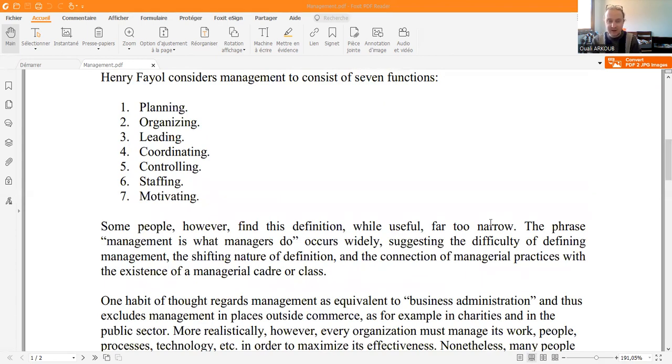Some people, however, find this definition, while useful, far too narrow. The phrase "management is what managers do" occurs widely, and the opposite of wide is narrow, suggesting the difficulty of defining management, the shifting nature of the definition, and the connection of managerial practices with the existence of a managerial cadre or class. Researchers in scientific management define management differently, as do researchers in the human relations or behavioral schools.